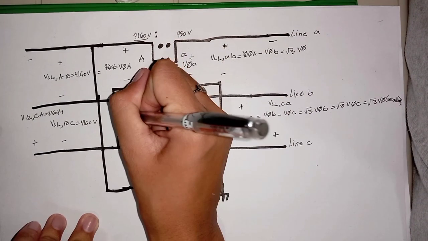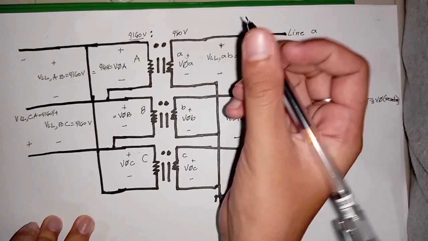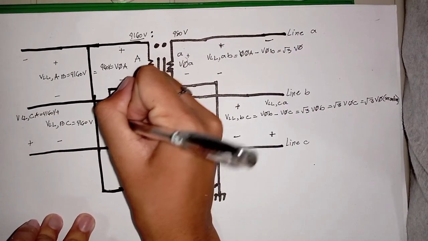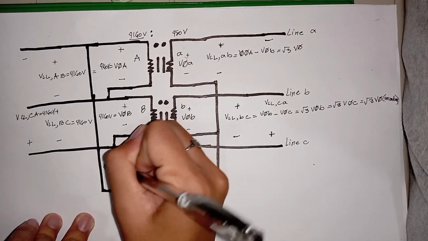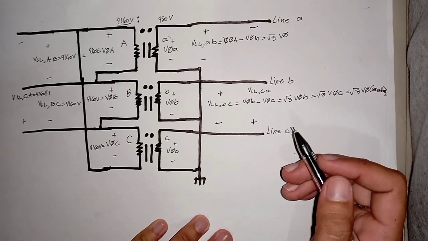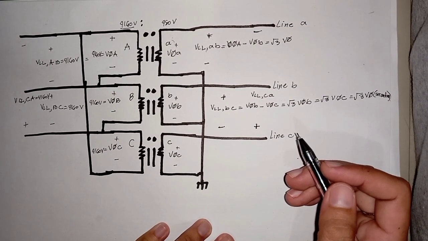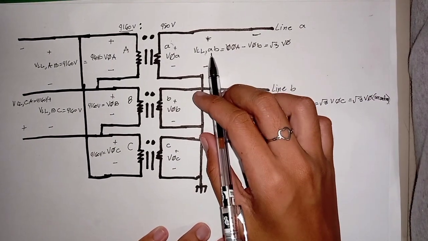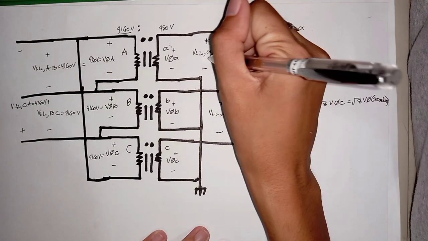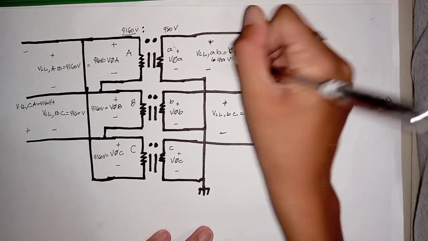And also both B and C should also equal 416 volts. On the secondary side, where our transformer is connected in Y, if we measure the voltage across line A and line B, we should expect 480 volts for the line-to-line voltage.